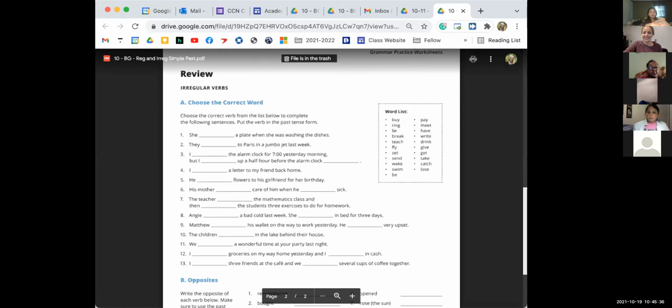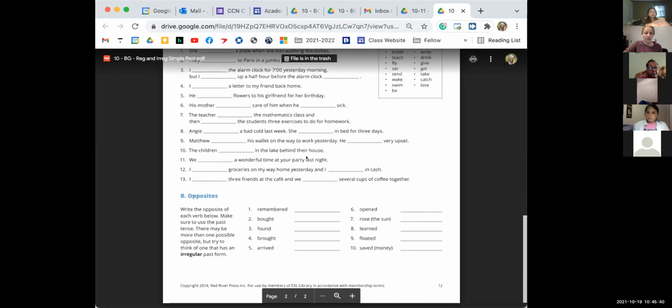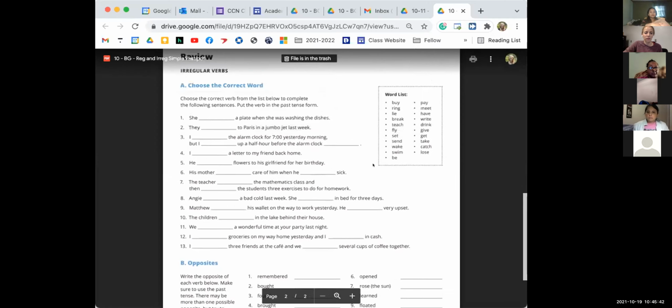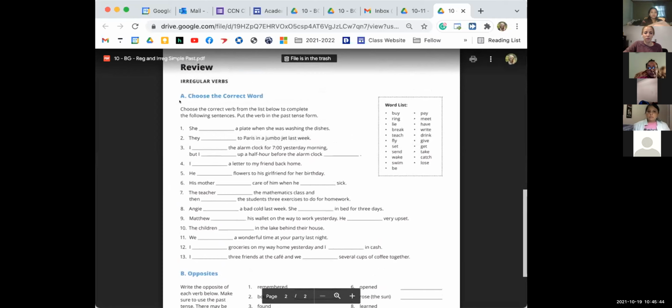Is that page 12? Yes, it's page 12. Okay, and we'll focus on exercise A. And you won't finish it, but do as much of it as you can.